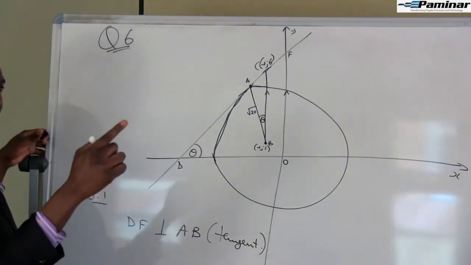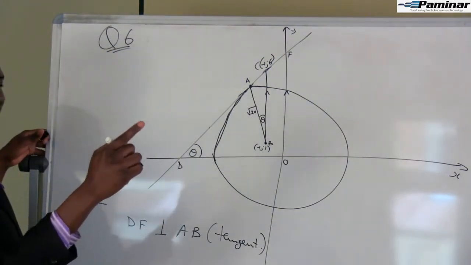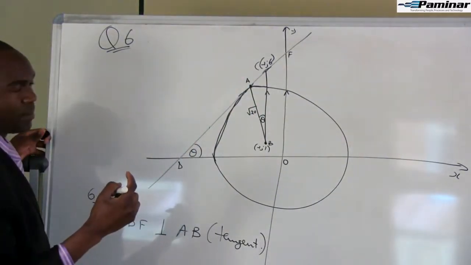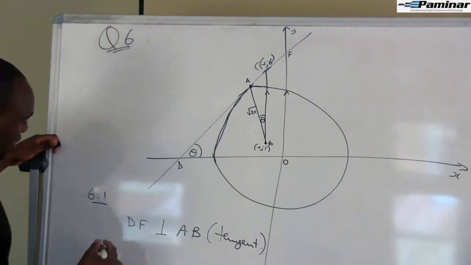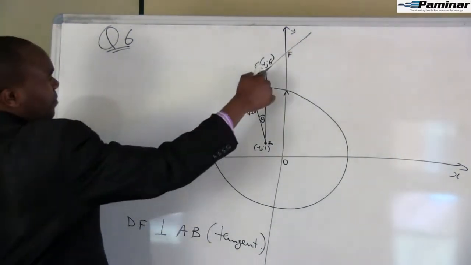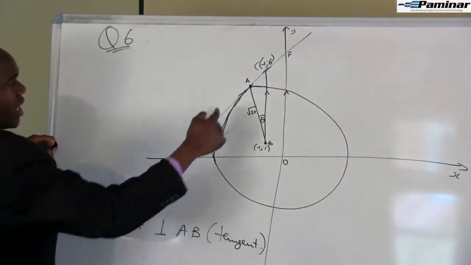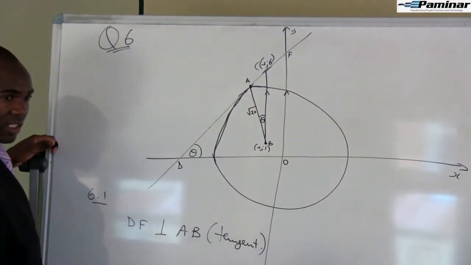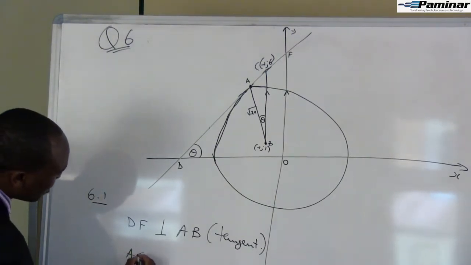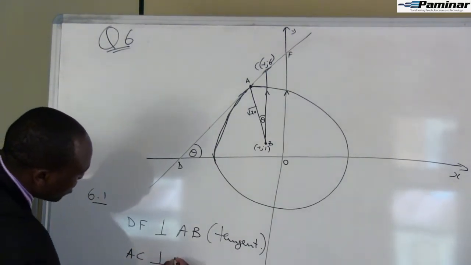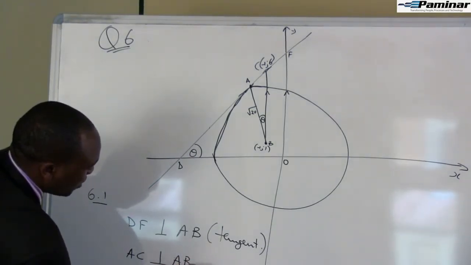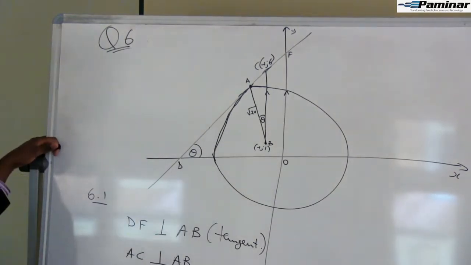Okay. Now the question is saying, calculate the length of CA. Now DF, remember, this line DF is also the same as line CA in terms of their gradient. So we can say line AC is also perpendicular to line AB. And what do you know about perpendicular lines?